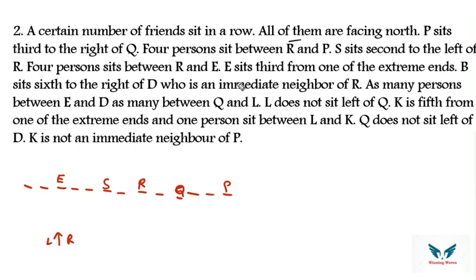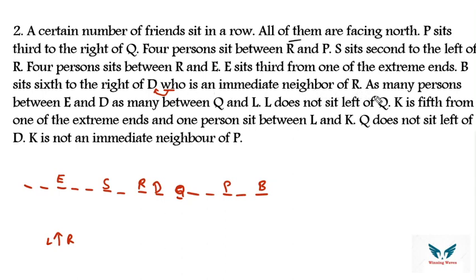Who is immediate neighbor of R? D is immediate neighbor of R. Immediate neighbor means it can be left or right. So if I put D here, 1, 2, 3, 4, 5, 6, no chance. Why? Because sixth right of D should be B. So if not to the left of R, let's go to the right of R. So D, 1, 2, 3, 4, 5, 6. Who is present? B is present. So B sits sixth right of D.